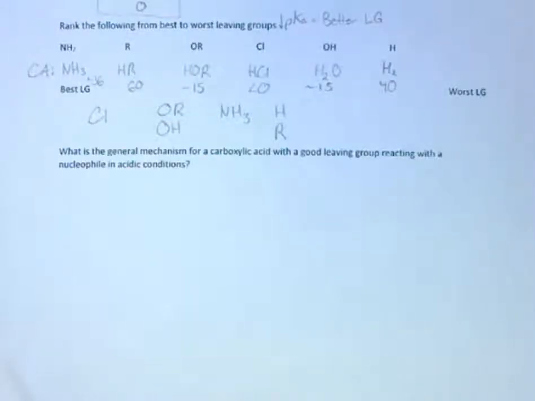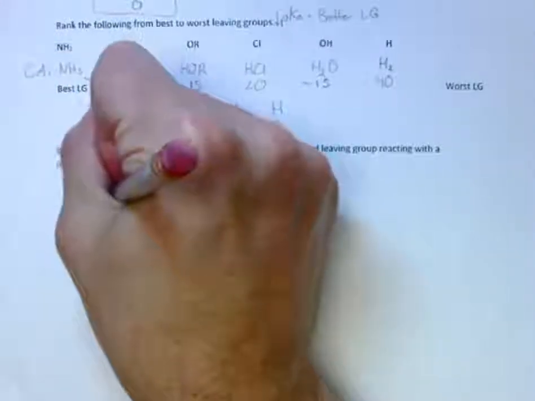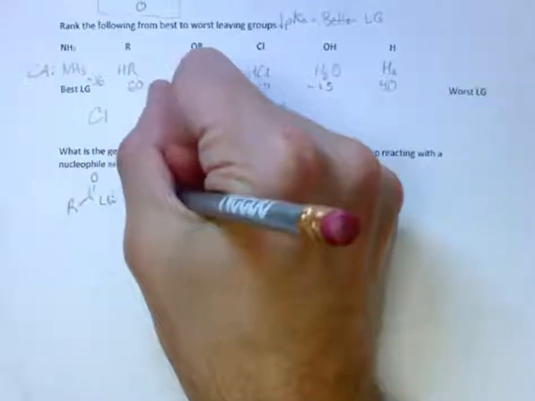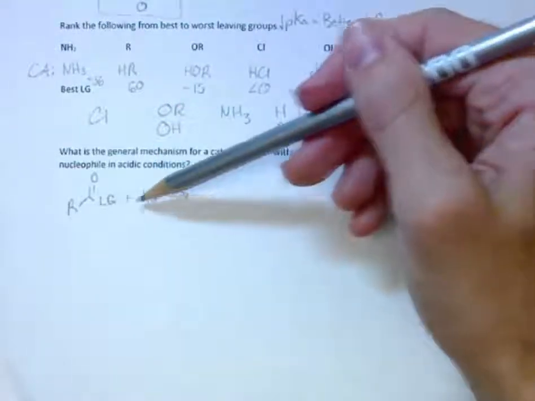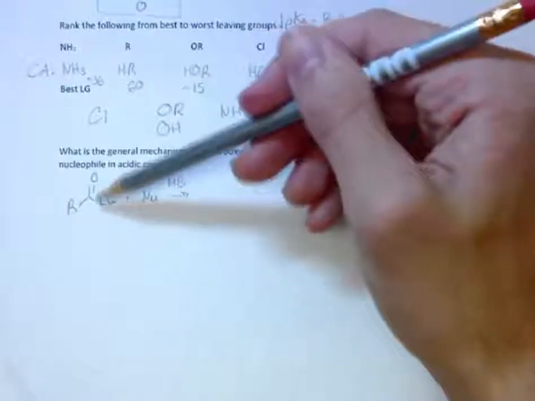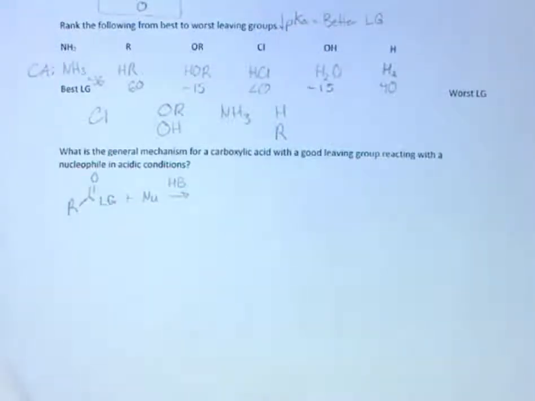For the last question, it is asking us for the general mechanism of a carboxylic acid with a good leaving group reacting with a nucleophile in acidic conditions. We have our acid, nucleophile, and our carboxylic acid with the leaving group. Since we are with the acid catalyst, we will protonate the carbonyl oxygen first.